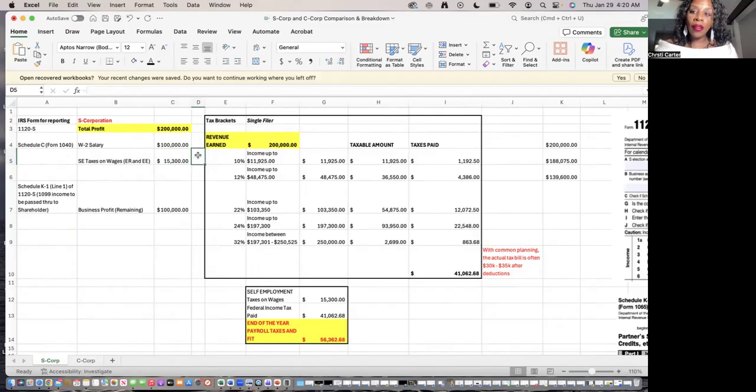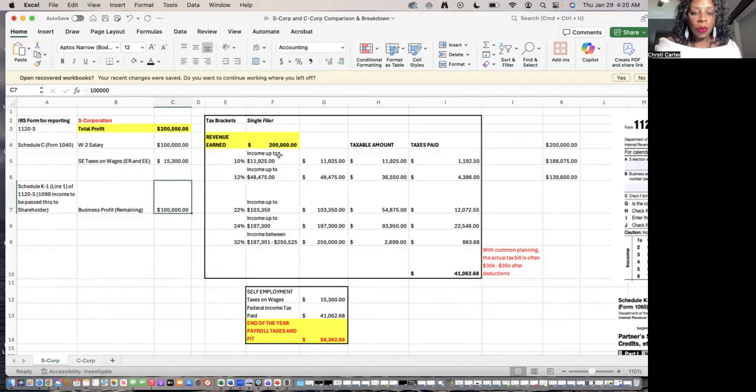So it's going to be 7.65% for the employer and 7.65% for the employee. And like I said, 7.65 times 2 is 15.3%. As you can see from my formula, it's your gross wages of 100,000 times 15.3%, which equals $15,300. So after you paid yourself $100,000 out of the gross earnings of $200,000, there is a profit remaining in your business of $100,000.